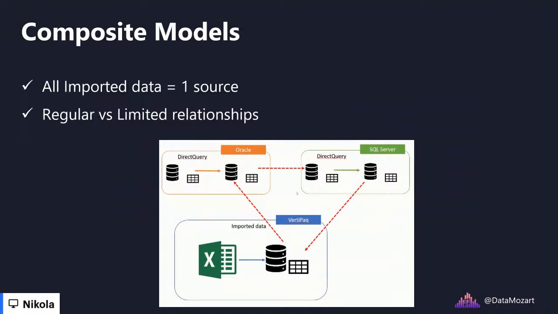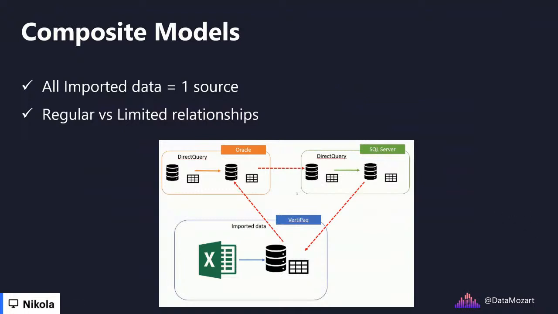Keep in mind that when you create a composite model, all imported data sources are considered as one source group. So it doesn't matter if you connect from Power BI to a SharePoint list, Excel file, and SQL Server table. Once you create an import mode semantic model from these tables, they are considered as one data source. And then you can bring additional tables that are in a different storage mode. In this example here, I have tables coming from an Oracle database and from a different SQL Server database.